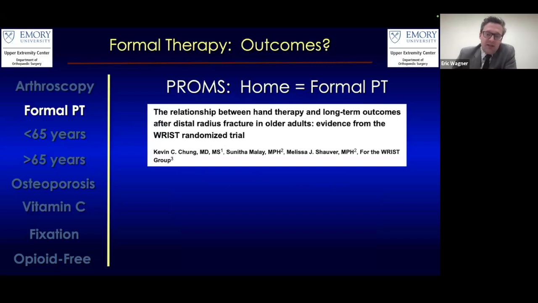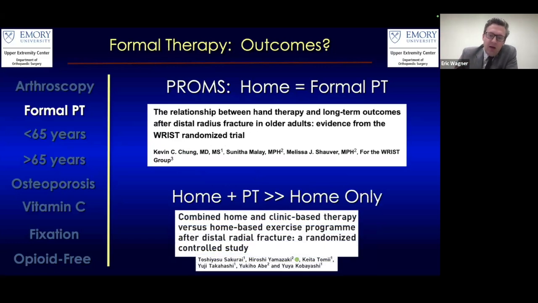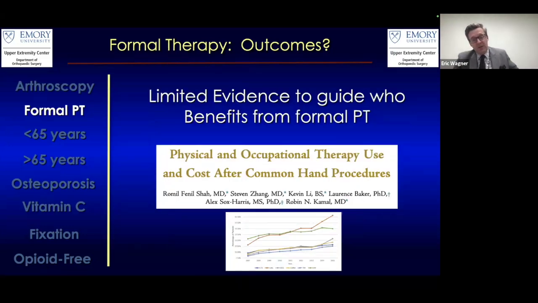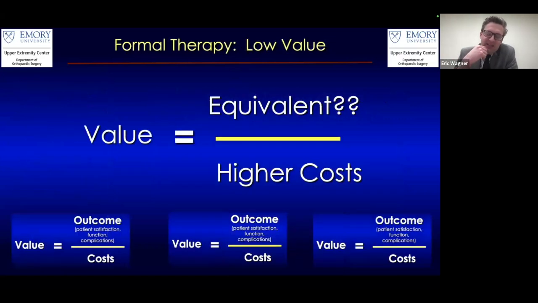In general, on this really nice study by Kevin Chung that he recently published, home therapy and formal therapy seem to do the same. While this recent study published just this last year suggested that a combination of home and in-person therapy was actually better than home therapy alone. So it's something that I think we're still trying to understand, potentially who benefits. I think the evidence is still out there on whether we actually need to do therapy or not, and who actually benefits from this. This goes back to the idea of a shared decision-making model: some patients probably would benefit, other patients potentially not, and then you obviously have to evaluate the costs associated with it.